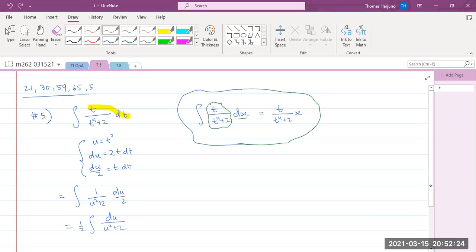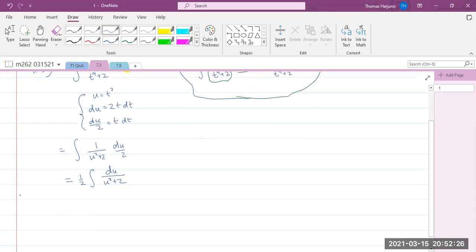Now what? I hope you remember the integral of 1 du over u squared plus a squared is equal to 1 over a times tangent inverse of u over a plus a constant. So this one will be 1/2 for the 1/2 outside.